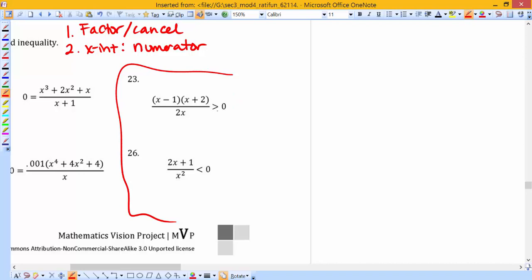It's already factored. Don't need to cancel anything. So I'm going to take my numerator and set this equal to 0. x minus 1 equals 0, I don't need the parentheses, and x plus 2 equals 0. So I get 1 and negative 2 to try.